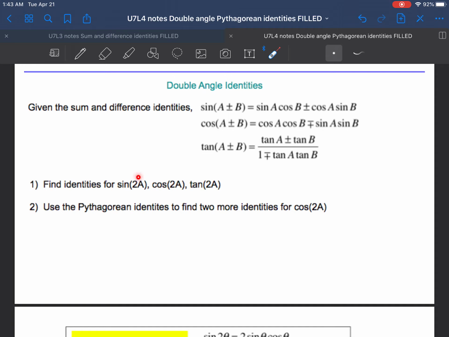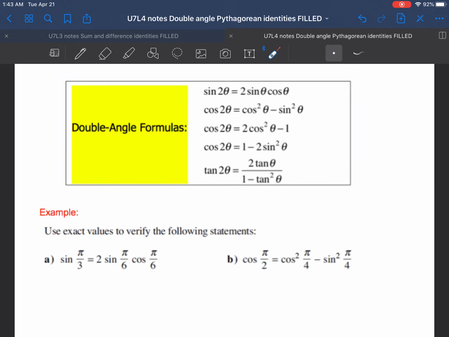The double angles are probably what you think. What's the sine of 2a? What's the cosine of 2a? What's the tan of 2a? So if you have some angle and you double it, how does that affect the sine, the cosine, the tangent values? We will also come up with 3 total identities for cosine 2a, because you'll see sometimes there's a better substitution, a better identity to use for that.